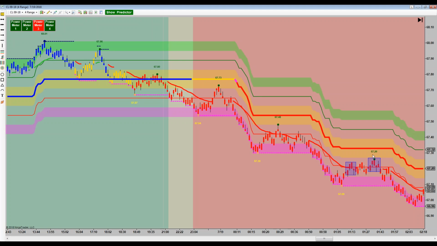All right, so yeah, okay, you see, we meet the criteria. We're closing above stealth. We're closing above line 2. And you would be filled short on this bar right here. Good.